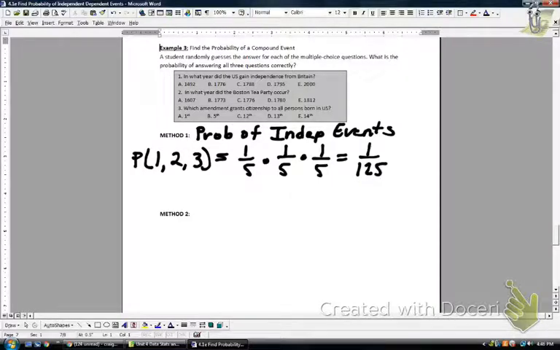Be careful in your calculator that you do not do 5 times 3. That is not what that is saying. That's 5 raised to the third power. So be really, really careful. That's a caution for you. And then in my calculator, I'm going to do 1 divided by 125, and that comes out to be 0.8%. So to get all 3 of those questions just by randomly guessing, I have less than a 1% chance that I'm going to get those right.